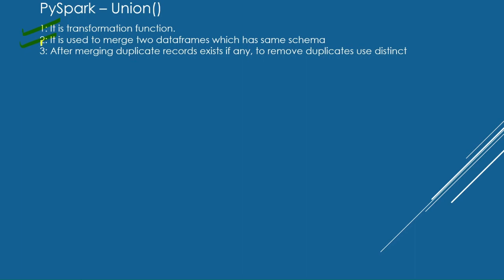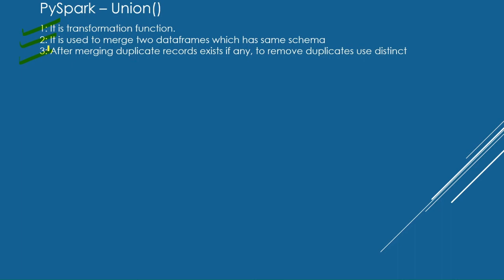What does it mean? It means that suppose we are reading two CSV files and creating two data frames, and we want to create one data frame out of both data frames. With the help of the union function, we can merge both data frames into a single one. After merging, duplicate records may exist, and if you want to remove the duplicate records, we can use the distinct function.